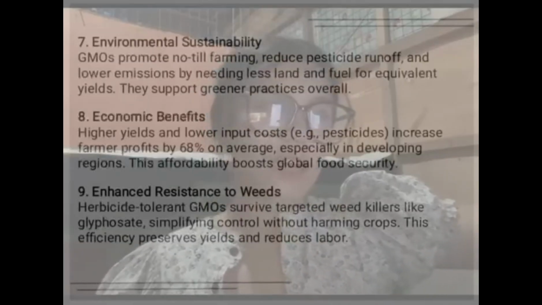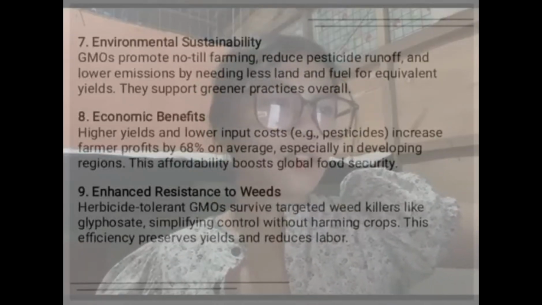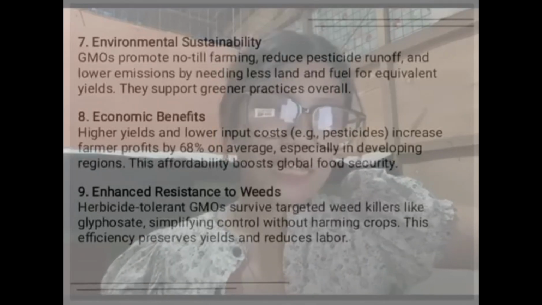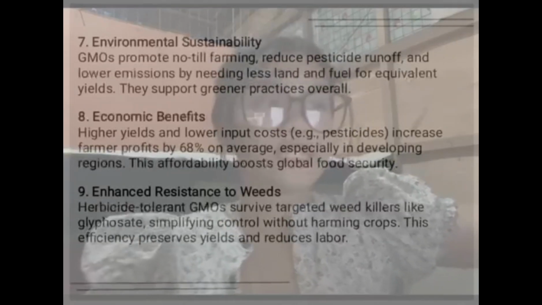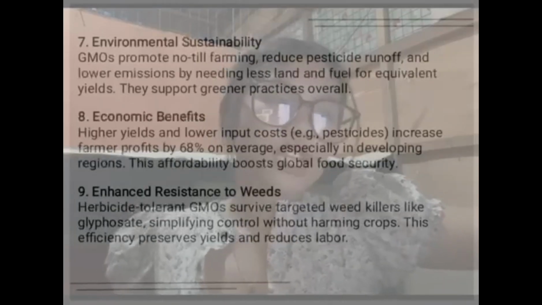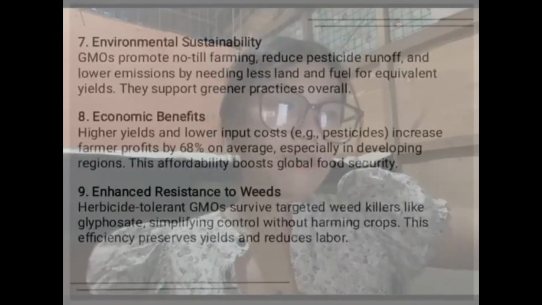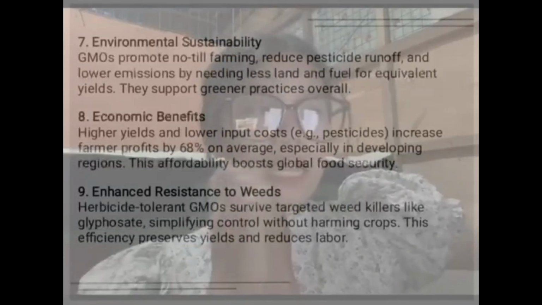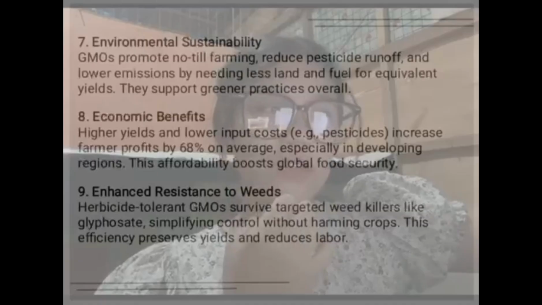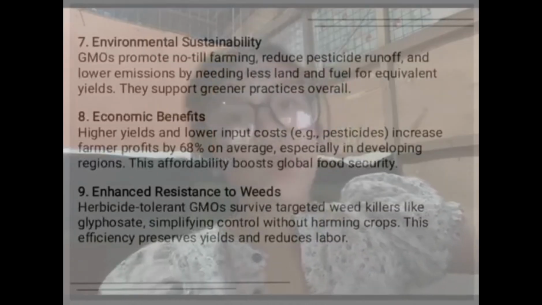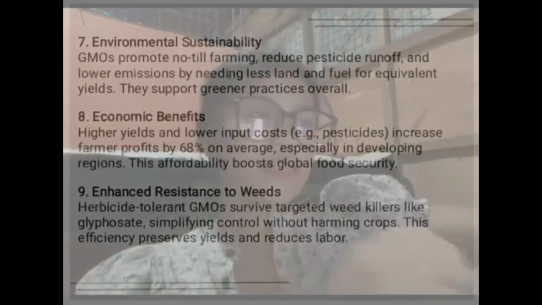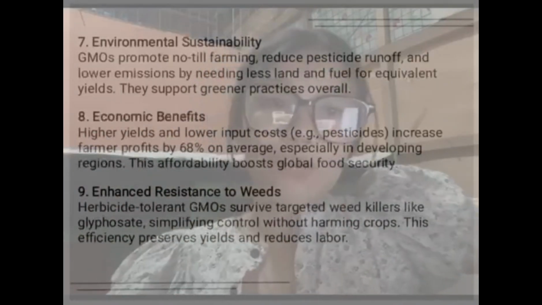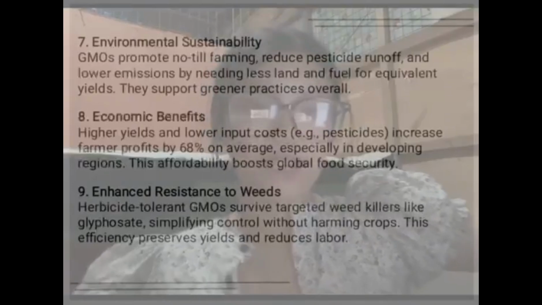So, let's proceed to number 8. We have economic benefits. Higher yields and lower input costs, for example pesticides, increase farmer profits by 6 to 8% on average, especially in developing regions. This affordability boosts global food security. Okay, so kung mas daghan ani o mas gamay gasto sa pesticides, mas dako ang kita sa farmer. Kung daghan ang farmer ang moasenso, mas stable ang supply sa pagkaon sa country.